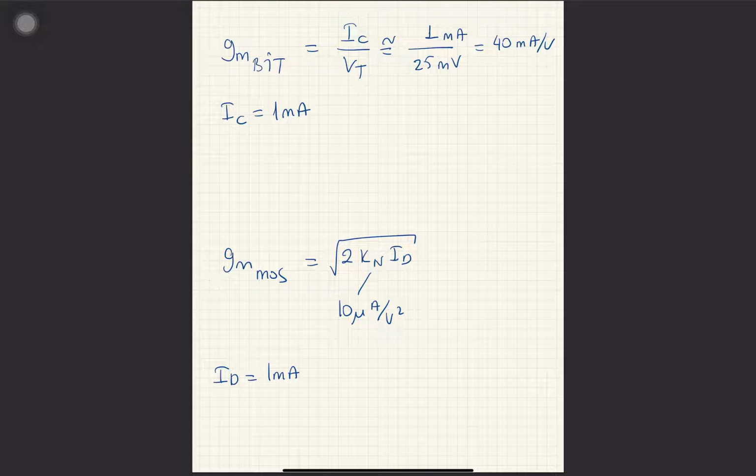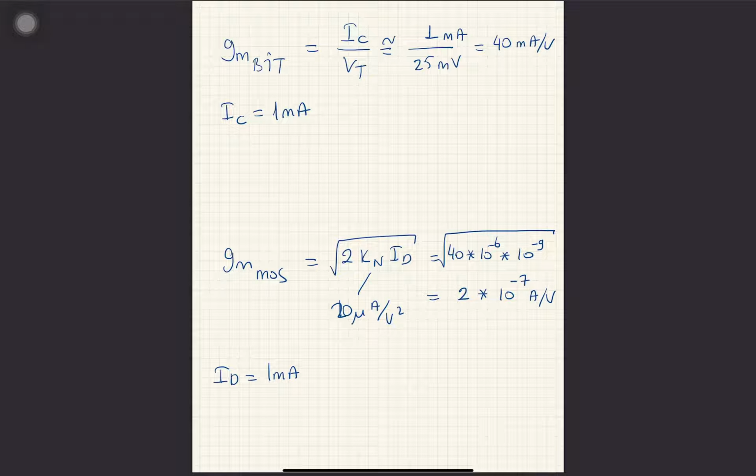Let's choose a number where we can take the square root. Let's make it 20. So this thing will be 40 times 10 to the power minus 6 times 10 to the power minus 9 in square root. So the result will be 2 times 10 to the power minus 7 ampere per volt. You see the difference?